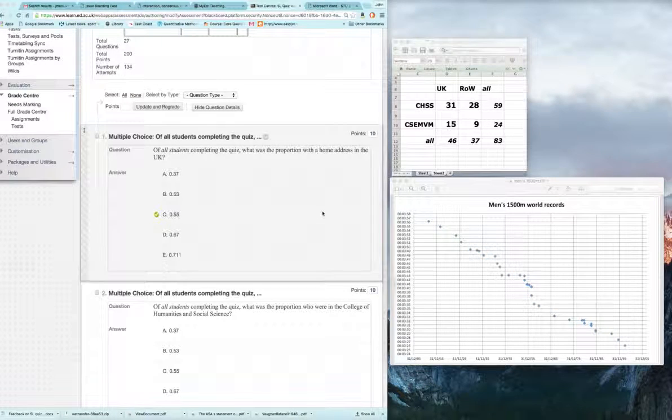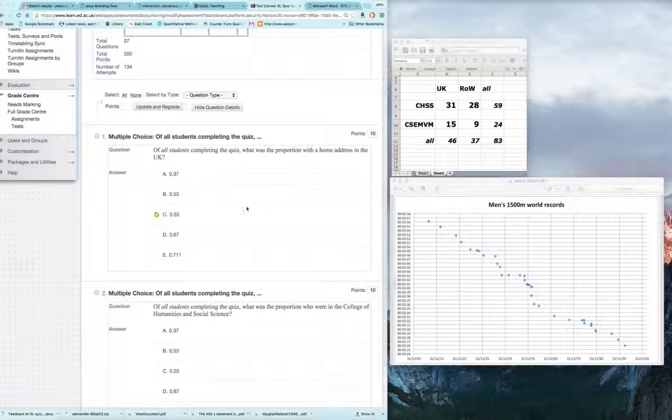Most of the questions in quiz 4 were about a contingency table, looking at the home addresses and colleges of students on the course, and a graph about men's 1500 metres world records. The main thing in interpreting the table was to not be confused by the difference between column proportions and row proportions, or the difference between looking at the marginals of the table, the bit of the table in the borders, and the cells in the middle of the table.